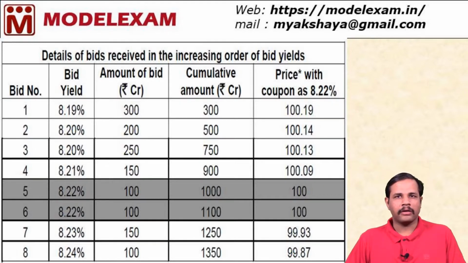Now remaining is 100 crore. But for this 100 crore, there are two participants here. Fifth bidder and sixth bidder are quoting the same yield, 8.22 percentage. So that is the cut-off yield. Now the allotment is done proportionately, on a pro rata basis. That is nothing but each bidder will be given 50 crore worth of government securities. So the fifth bidder will get 50 crore worth of government securities, and the sixth one will also get 50 crore worth of government securities. So this is how it works.